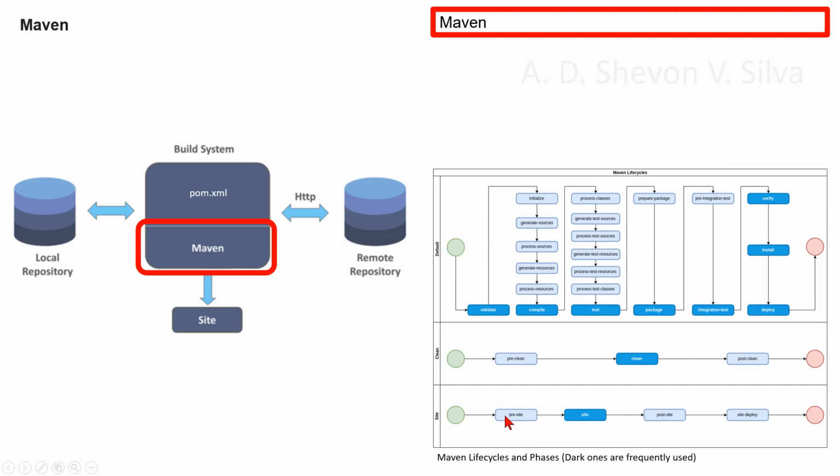Here you can see Maven life cycles and phases. Dark ones are the frequently used. Here you can see all the build phases of the default, clean, and site life cycles, which are executed in the order given up to the point of the one specified.